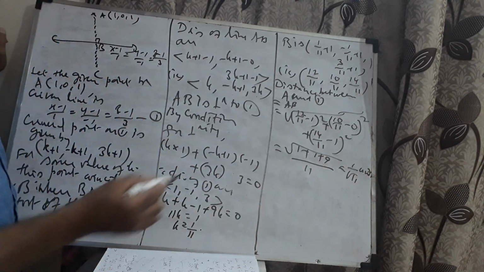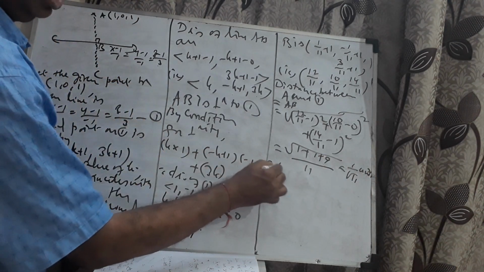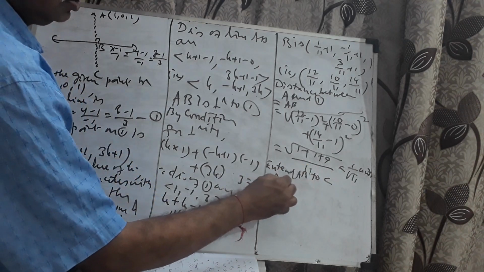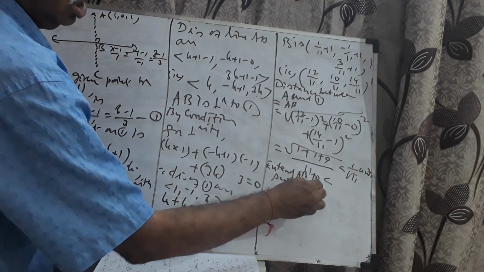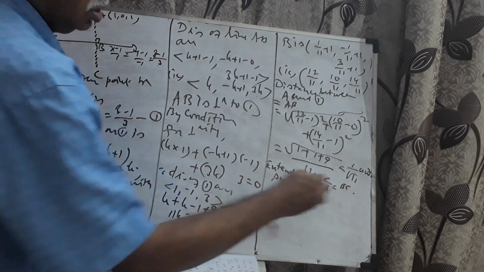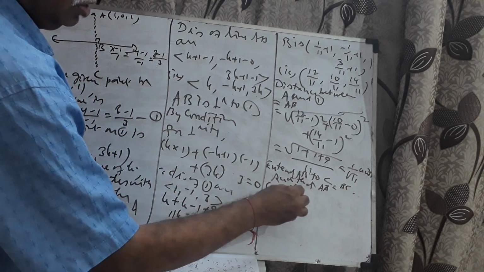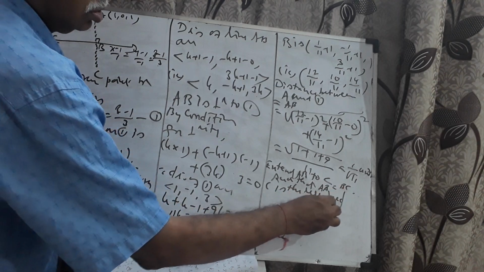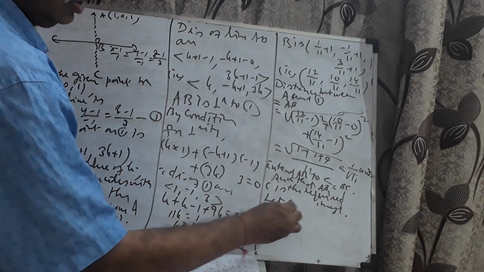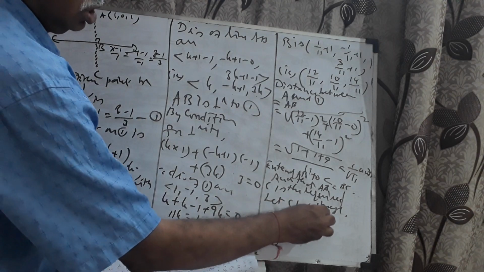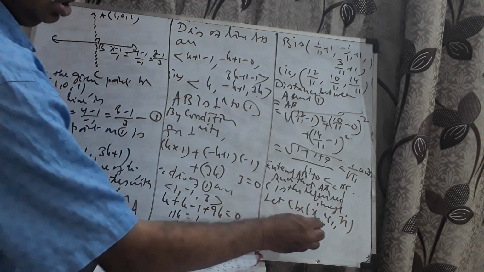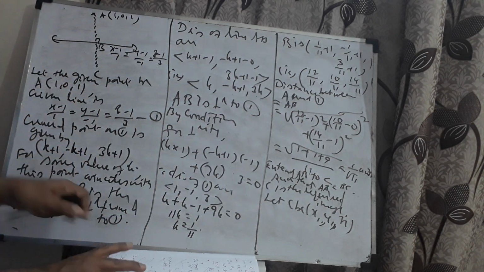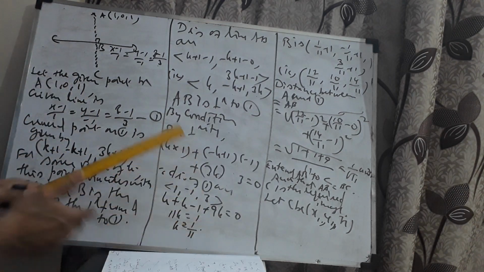Now, while you think about the image, extend AB to C such that AB is equal to BC. Now, C is the required image. Let C be (x1, y1, z1). To find this image, I have to proceed further. Till then, I will explain this concept once again.